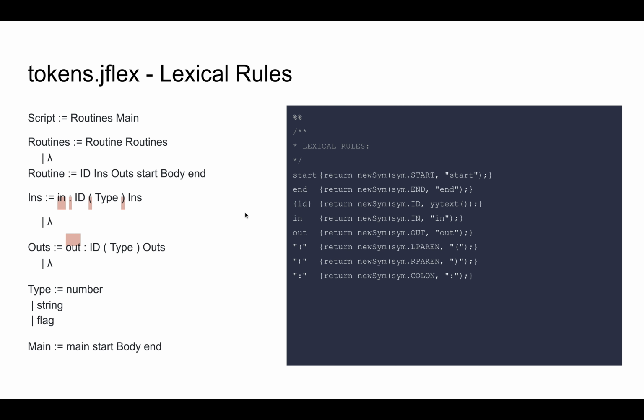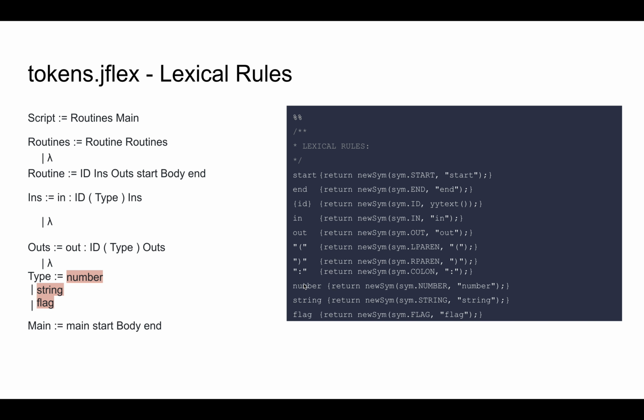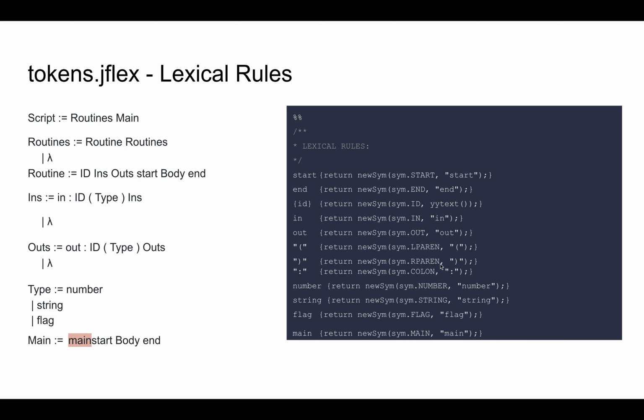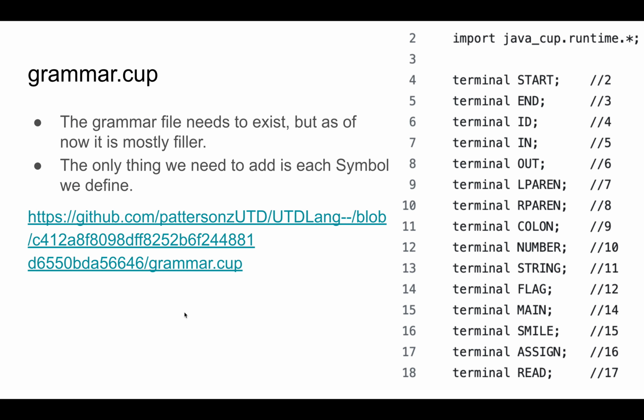And then we keep going and identify the in terminal and out, and the left parenthesis, right parenthesis, and then the colon, and the three types: number, string, and flag. And finally is the main terminal. Well, so far we're done with the token JFlex file, and then let's move on to the next part.